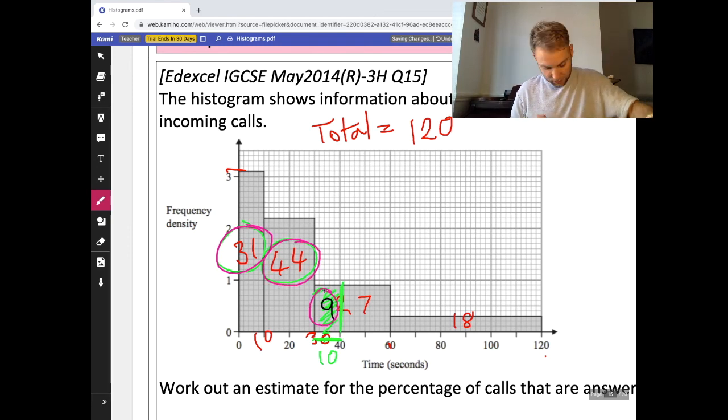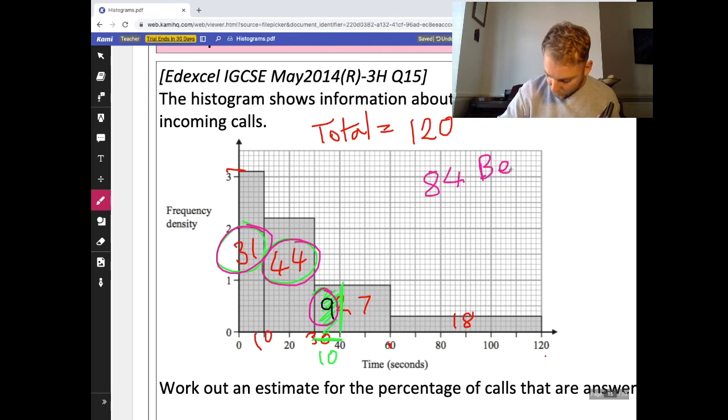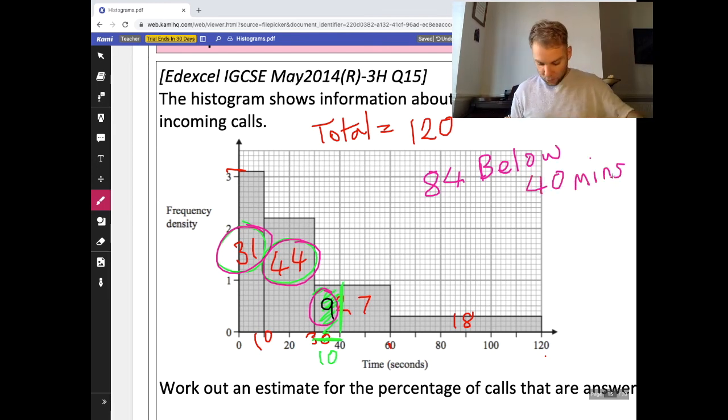So we need to add all those together, don't we? So 31 plus 44 plus 9 is equal to 84 below 40. Okay, so 84 below 40.